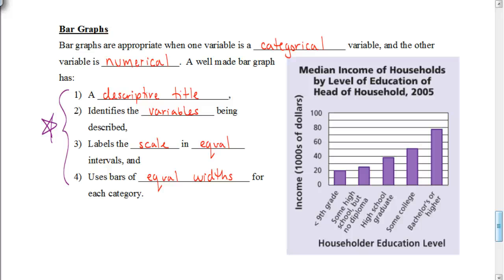Now let's end by looking at some different types of bar graphs here. It's important to make sure that you know how to draw a good bar graph and to know what a bar graph looks like. So let's look at this. It says bar graphs are appropriate when one variable is a categorical variable and the other variable is a numerical variable. A well-made bar graph has the following 4 pieces, and it's important to note that it's a well-made bar graph. You're going to be asked to make a bar graph on your quiz or on your test, and so you want to make sure that you include all of these pieces. Missing any of these pieces could result in losing points.